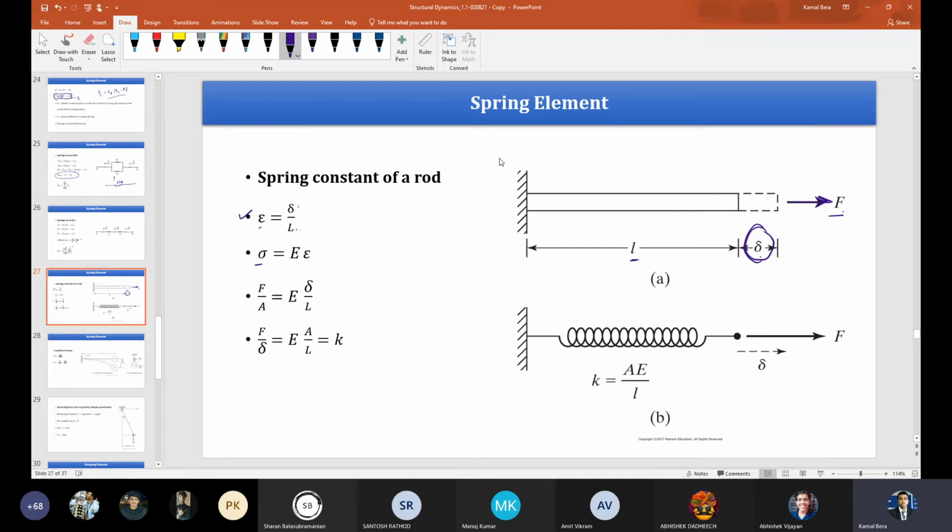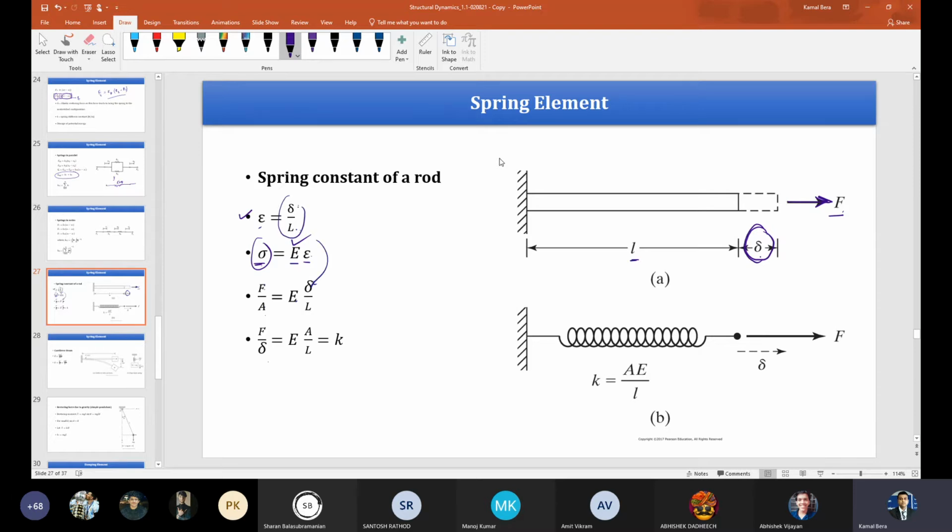A linear elastic system obeys Hooke's law, so sigma equals E into epsilon, where E is the modulus of elasticity. So then what is stress? F by A, force divided by the cross-sectional area. I am substituting E multiplied by epsilon here.